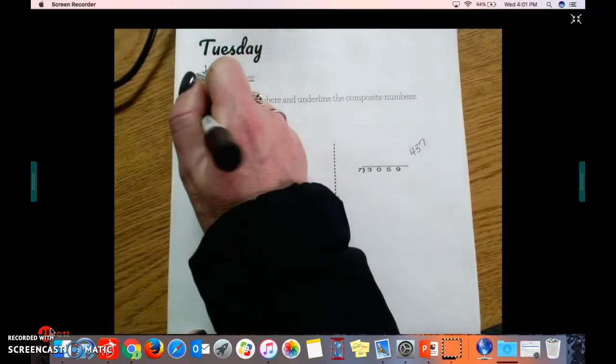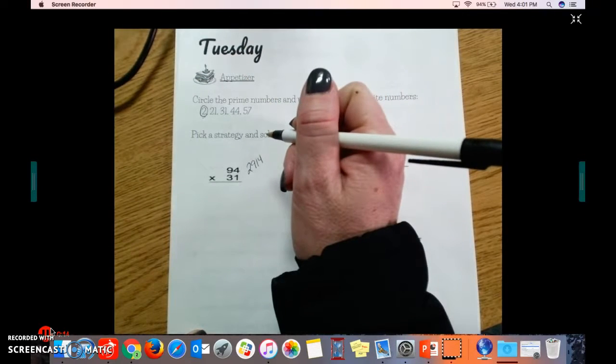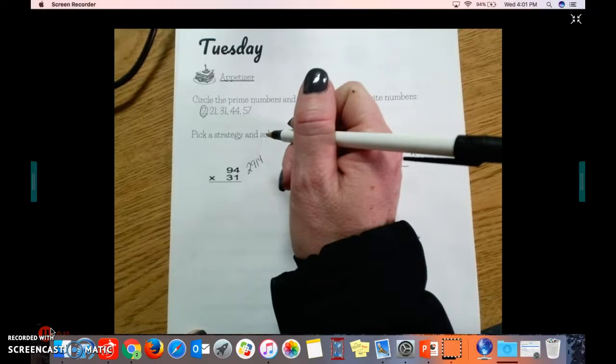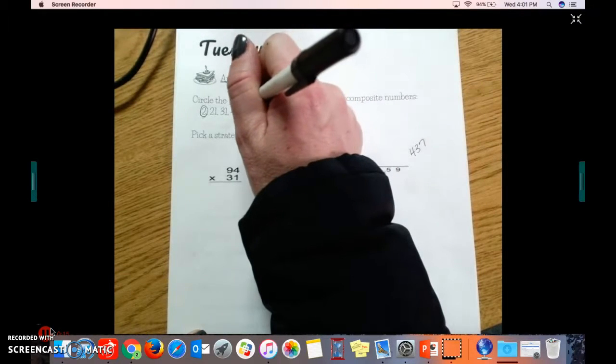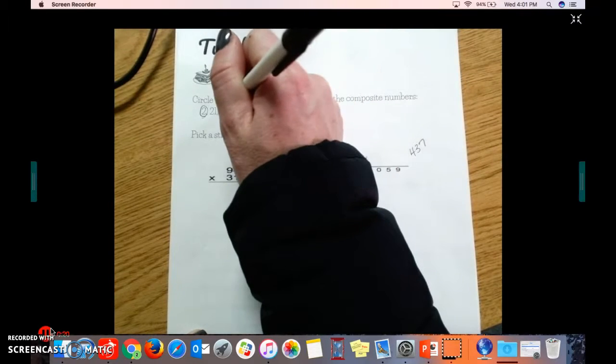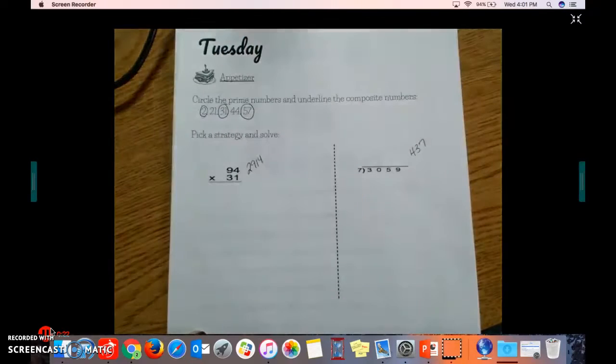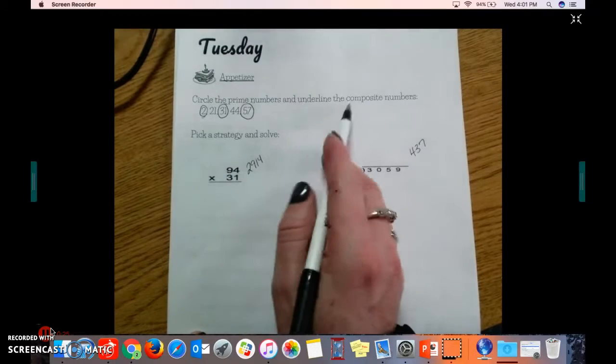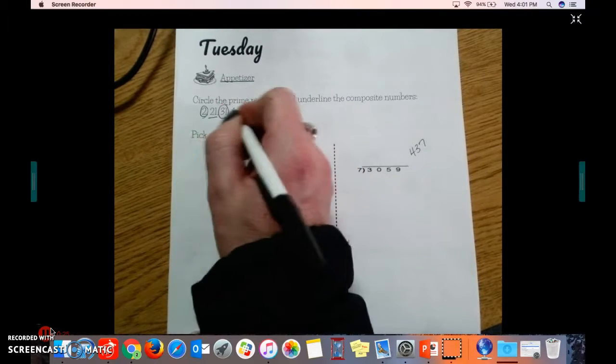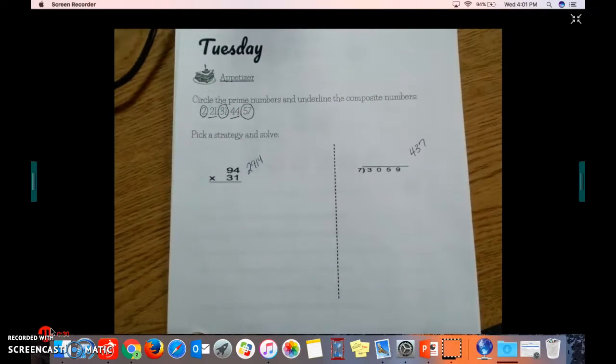We are going to start out by going over the prime numbers. The prime numbers that you should have identified from this list are 2, 57, and 31. So those are the three numbers that you should have circled because they are prime. And then since we're underlining our composite numbers, we're going to underline 21 and 44 because they have more than just one and themselves as factors.